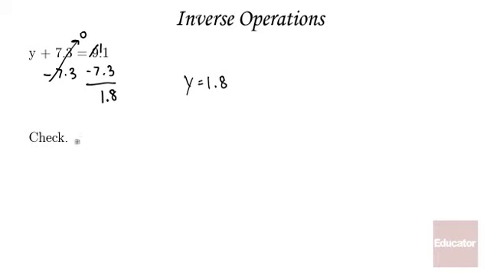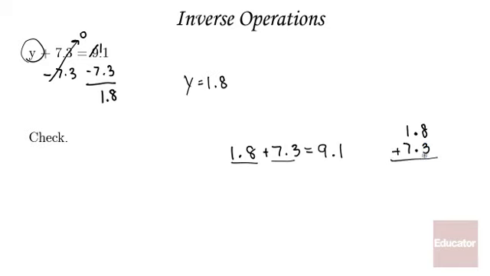Let's go back and check our answer using substitution. So in place of the y here, I'm going to put a 1.8. 1.8 plus 7.3 equals 9.1. If we did it correctly, when I add these two numbers, the answer should be 9.1. So I'm going to add my decimals by lining up the decimals. 8 plus 3 is 11. 7, 8, 9. 9.1. Yes, it does work out. So y equals 1.8.